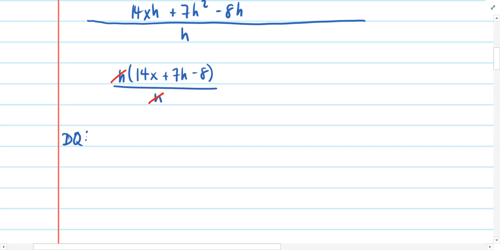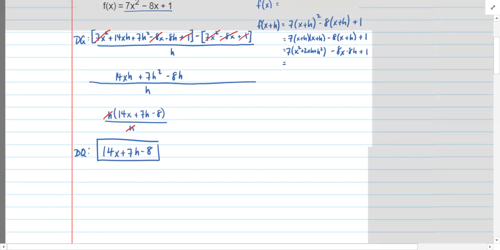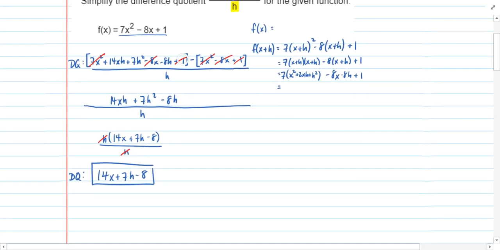And what we're left with is a difference quotient formula that is, I don't know if I should use an equal sign here, I'm just going to use a colon instead. The difference quotient is 14x plus 7h minus 8, which is much more simplified than the definition presented. And as you'll see in future assignments, this is extremely helpful for calculating slopes. We'll talk more about that at another time.